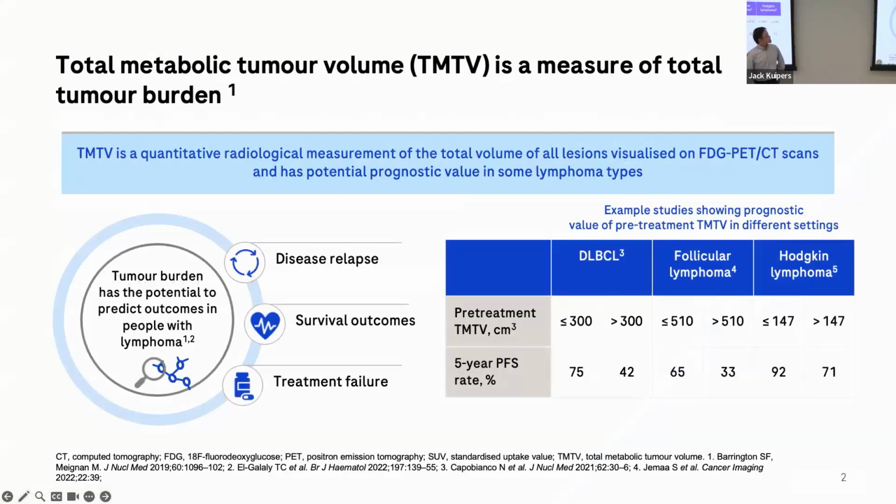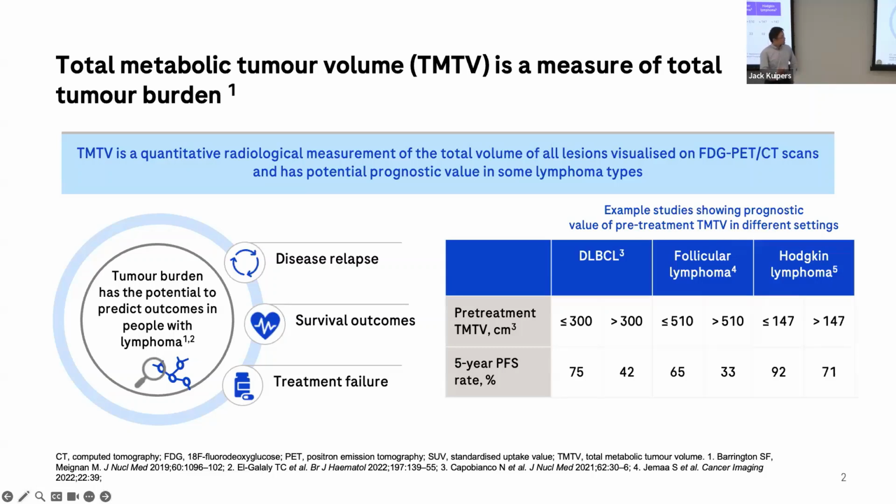The algorithm is trying to automate the quantification of total metabolic tumor volume. For those of you that might not be so familiar with this metric, the total metabolic tumor volume is a measurement of the total active lesion volume from a PET-CT scan. So it's a measurement of the tumor burden. It is interesting from a clinical perspective because it has potential prognostic value in certain lymphoma subtypes. It's related to disease relapse, survival, and also treatment failure.